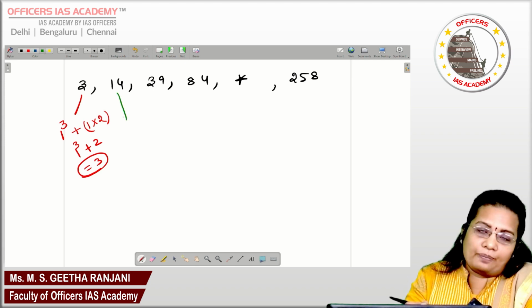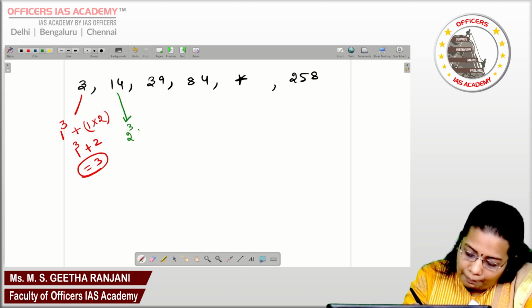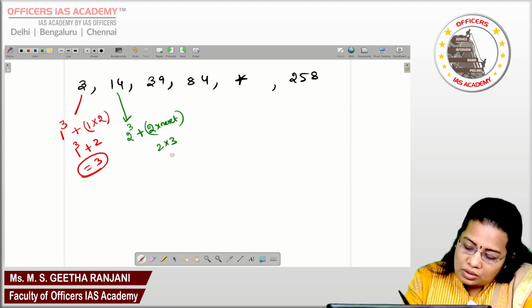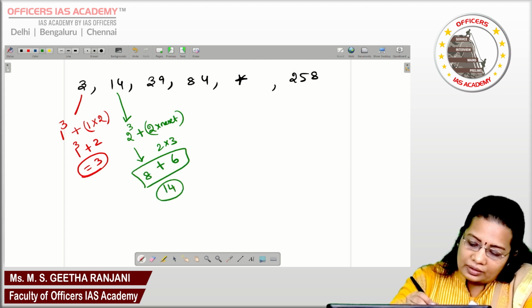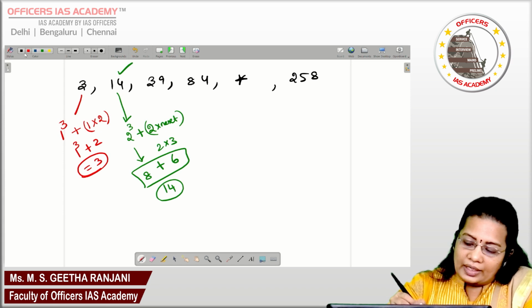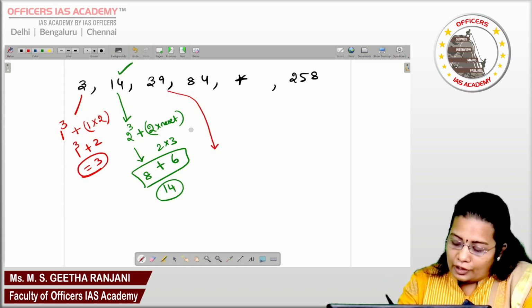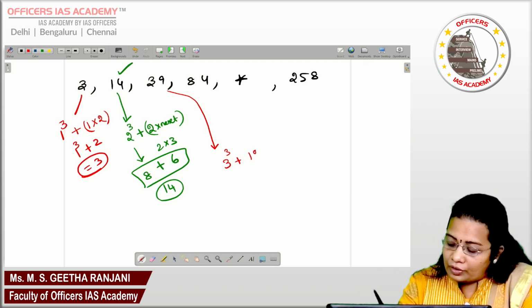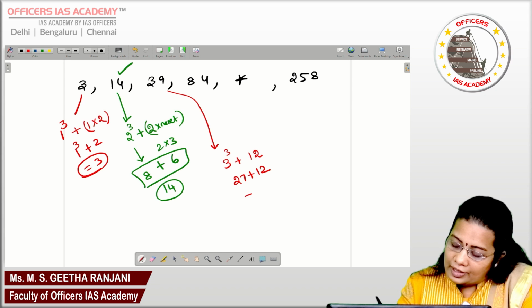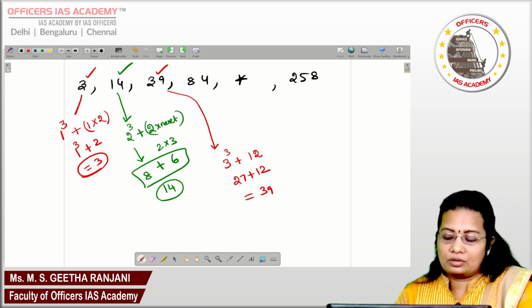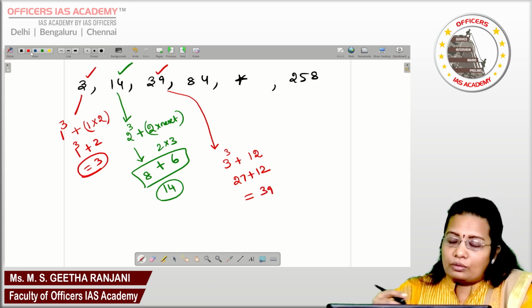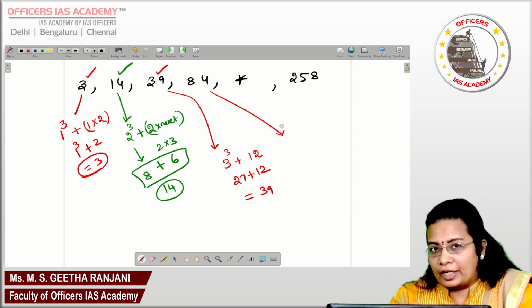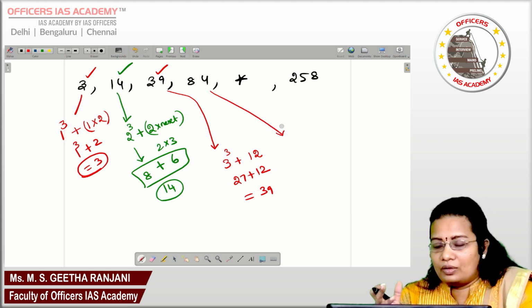Second number, 14. What is this going to be? 2 cube plus 2 into the next number. 2 into 3 is 6. What is 2 cube? 2 cube is 8. So 8 plus 6 is 14. That is stated here. The next number, 39: 3 cube plus 3 into the next number, which is 4. 3 into 4 is 12. 27 plus 12, how much? Let's check: 39. Yes, satisfied. So this is condition one. According to that, if you want, you can verify with 84 also. Otherwise, you can directly solve for the asterisk.